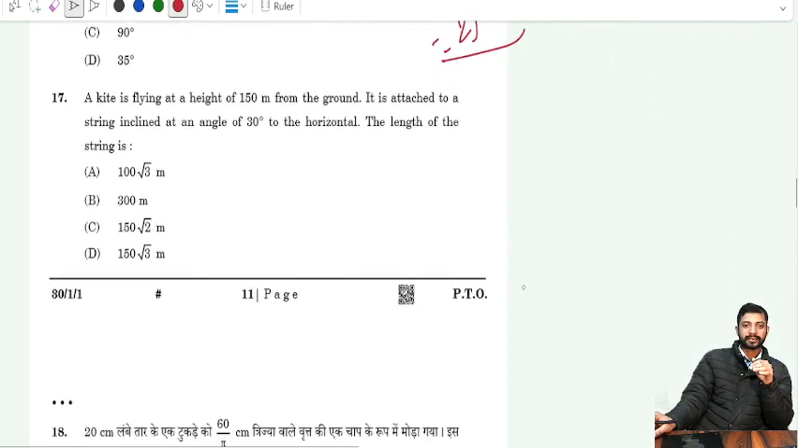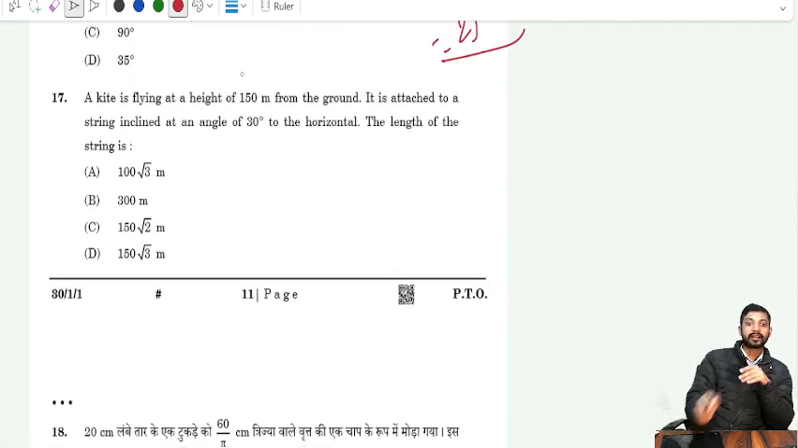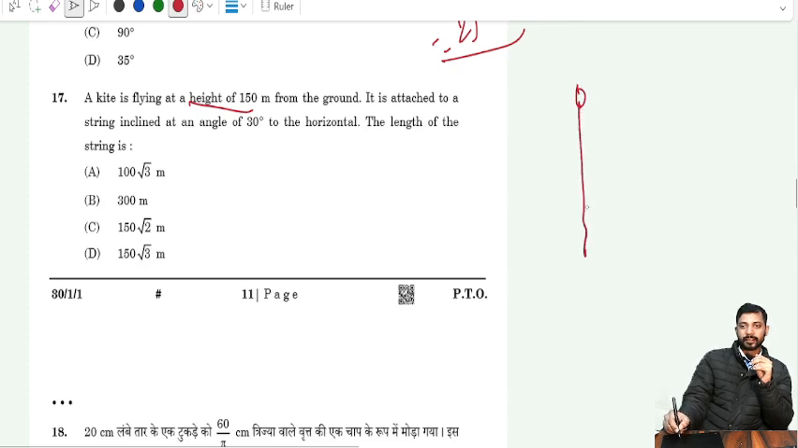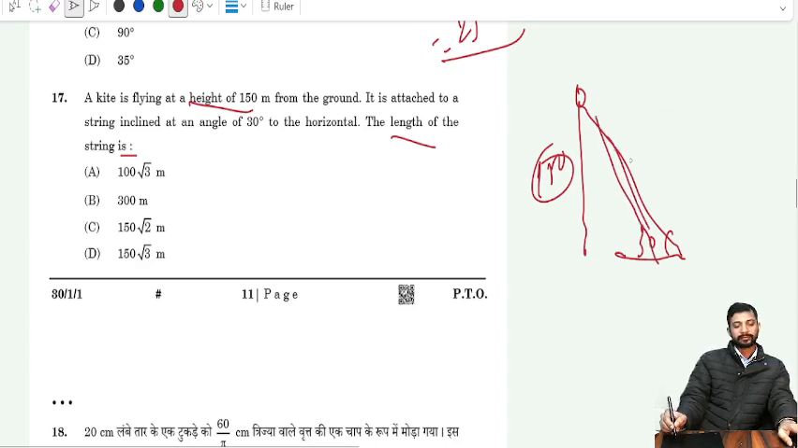Go for the next question. Question 17. A kite is flying at a height. Here you are given a height of 150 meters from the ground. Let's suppose this is the kite. So the height of this kite is 150 meters, and this is a string. This string makes an angle of 30 degrees. You have to find the length of the string. Let's suppose that this is x or h, anything.